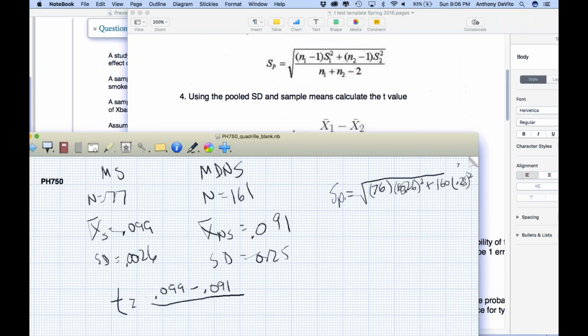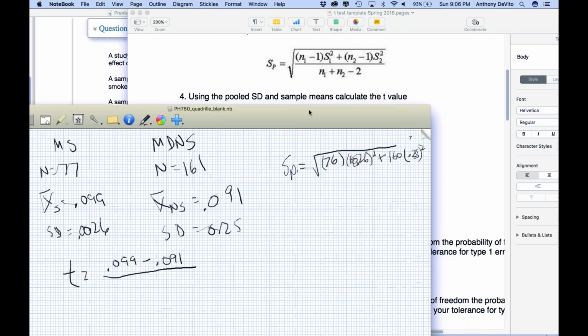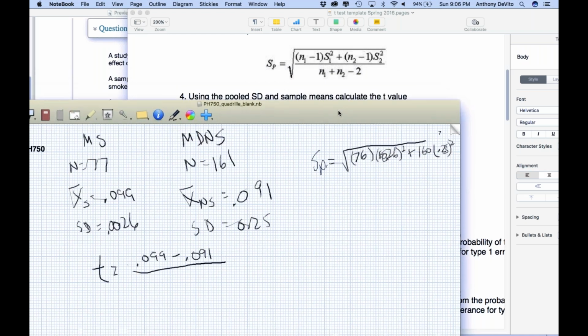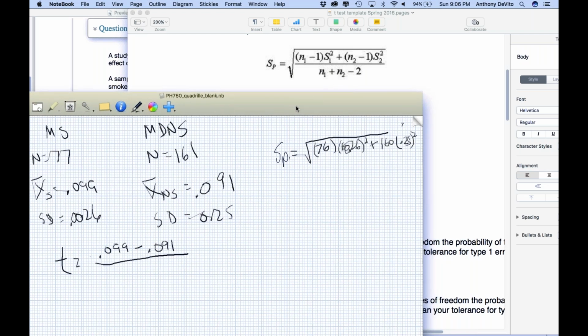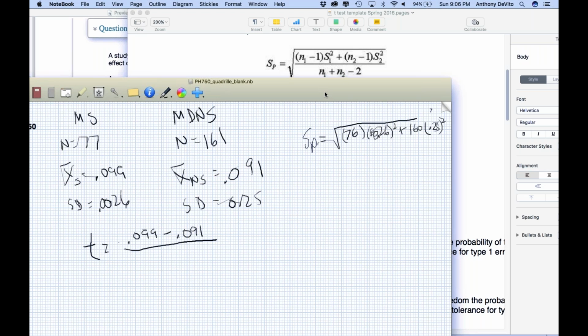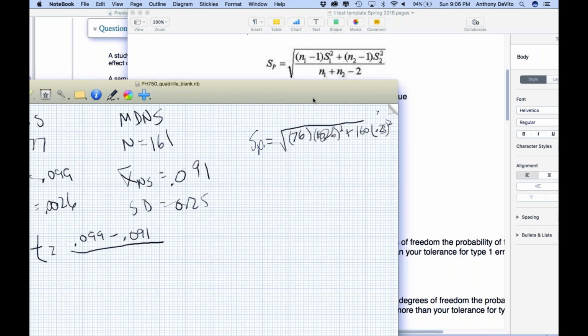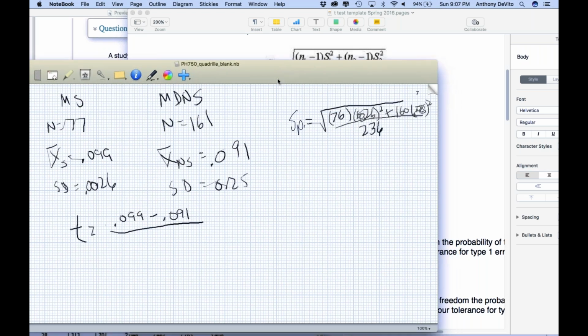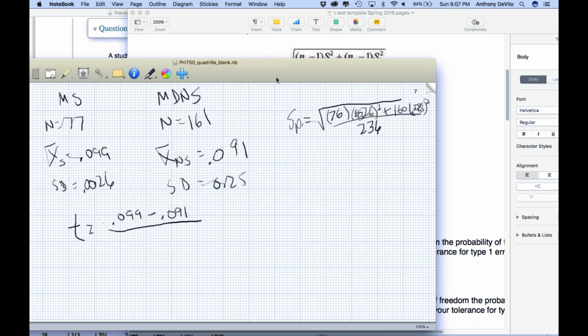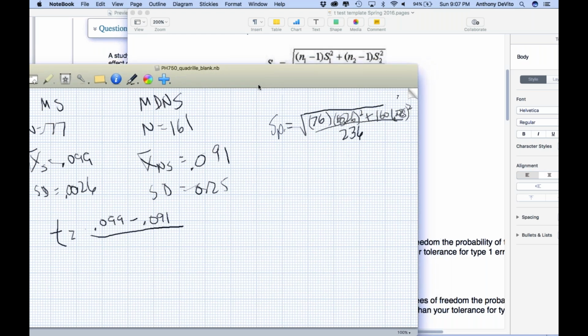Let me get this back again. Okay, over the sum of these two sample sizes, which is 77 and 161. That's 238. 238 minus 2 is 236. Okay, does anybody see me do anything wrong here so far? 236 is right? 77 and 161 is 238, minus 2 is 236.